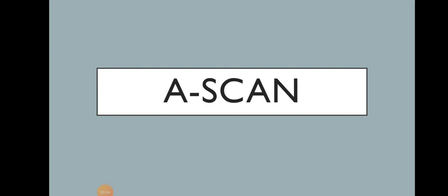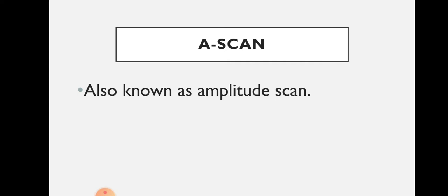So today in this video I'm going to discuss with you all about A scan. Let's start. A scan is the most common equipment used in ophthalmic practice, and basically A scan is used to measure the axial length of the eye. A scan is also known as amplitude scan. There are several types of use of A scan that I will discuss later on.